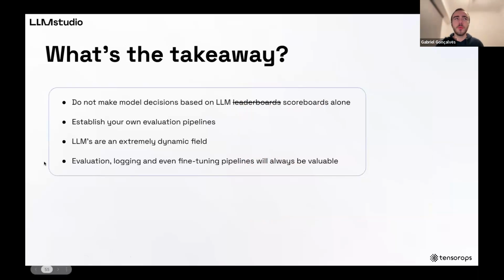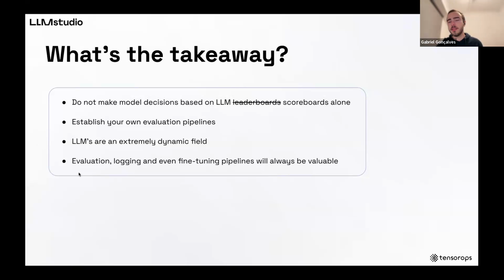So what should we take away from these gaps in performance? Essentially, don't make important decisions based on a single LLM scoreboard alone. You should establish your own evaluation pipelines. You should kind of see for yourself.